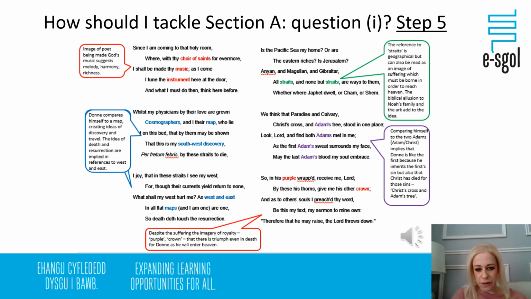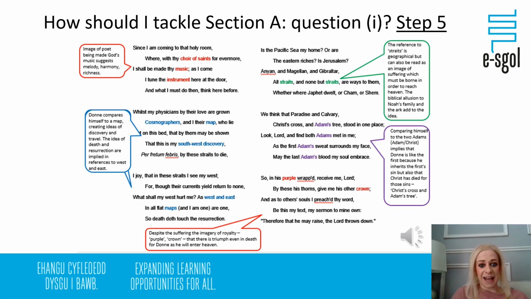So what you've got here in these annotations is the focus on AO2. We are looking at meaning and how it has been shaped and created by the poet. We're looking at allusions, imagery, we're looking at tone. So these are all annotations that concern themselves with AO2, and they are very select.